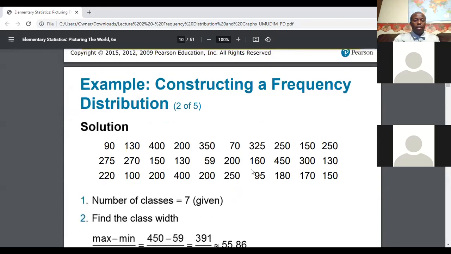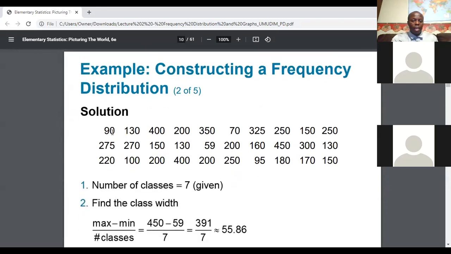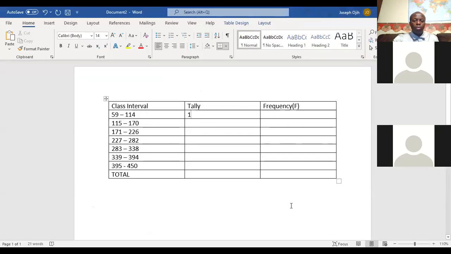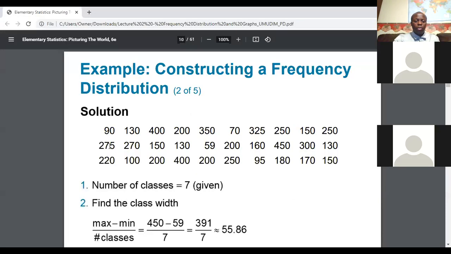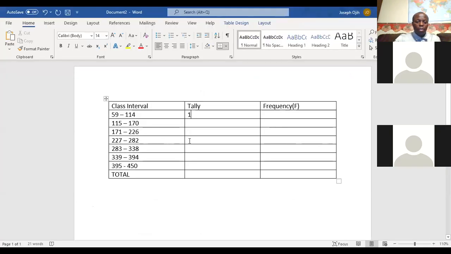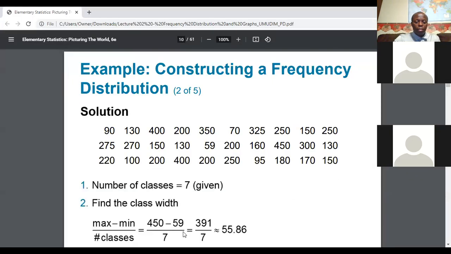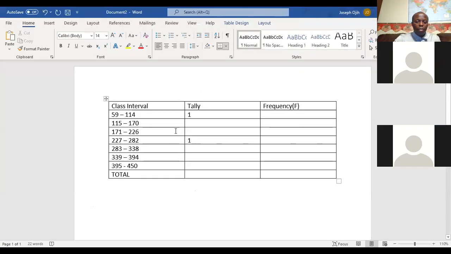It's right here. The first one is 90. So you get to here and put your tally. That's one of them. The second one is 275. Now 275 should be in this group here. You put your tally right there. Next one, we'll have 220. 220 should be in this group here. So you put your tally.